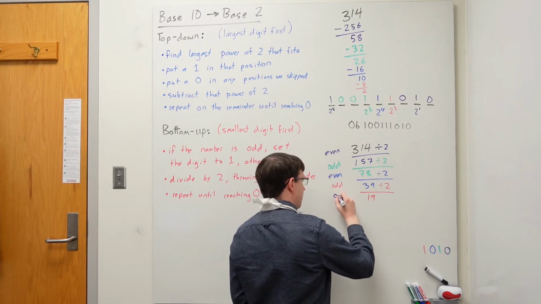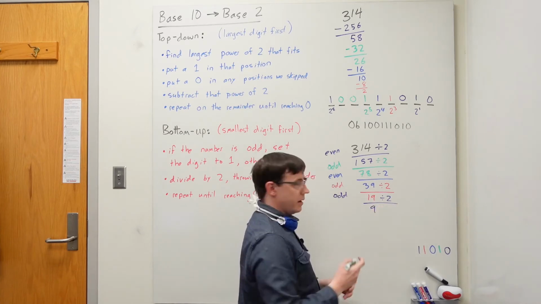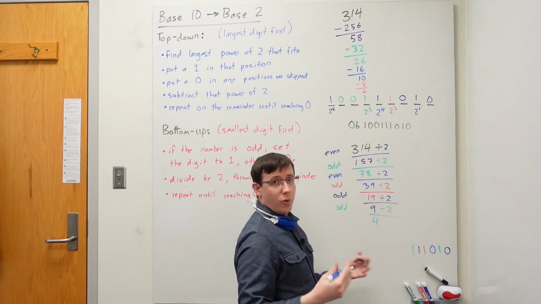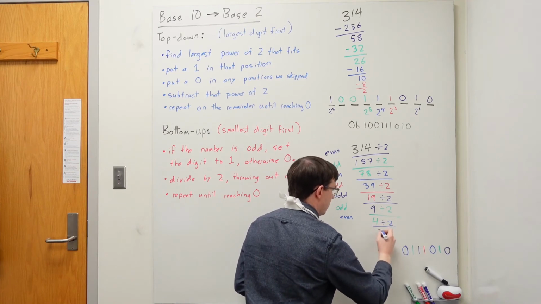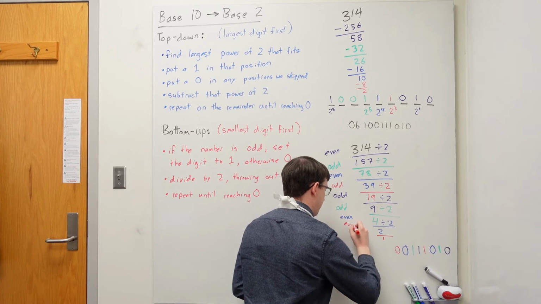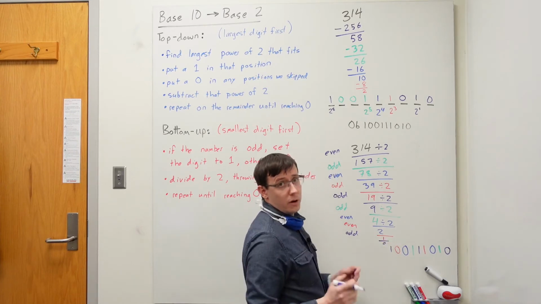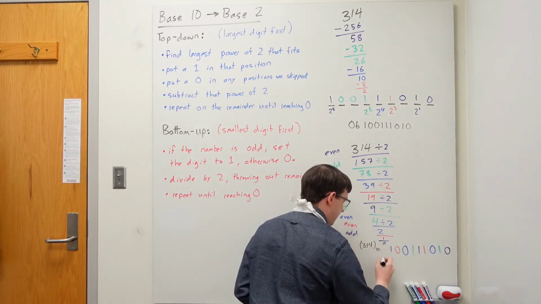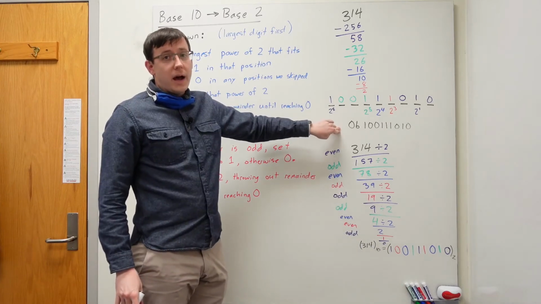19 is odd, so we put a 1, we divide by 2, we get 9. 9 is odd, we put a 1, we divide by 2, we get 4. 4 is even, so we put a 0. We divide by 2, we get a 2, which is even, so we put a 0. We divide by 2, we get a 1. 1 is odd, so we put a 1. We divide by 2, we get 0, and now we're done. And so our 314 in base 10 is equal to this value in base 2, which is luckily the same value that we got by the top-down method.